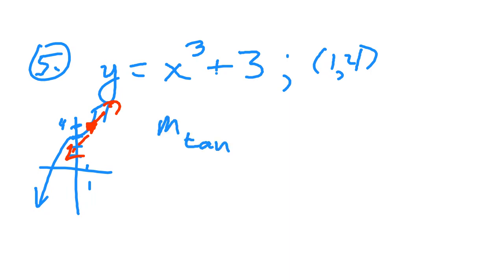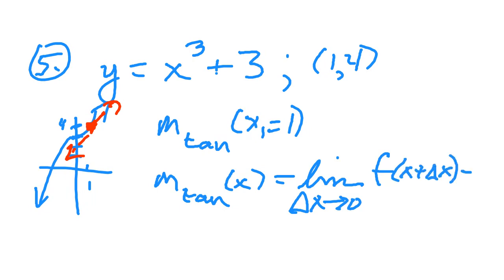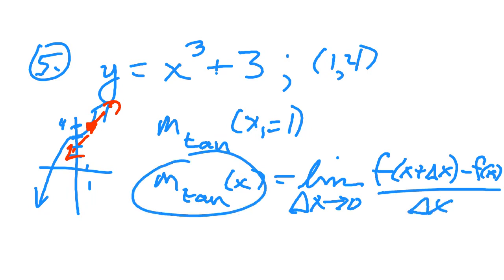And once again, you can either do it at x sub 1 equals 1, or we can actually do it in general and then plug in 1. So what I might do is do it in general and then plug that in. So we know that the slope of the tangent line at any point x is the limit as delta x approaches 0 of f of x plus delta x minus f of x, all over delta x. Once again, this is just finding the slope of the tangent line.